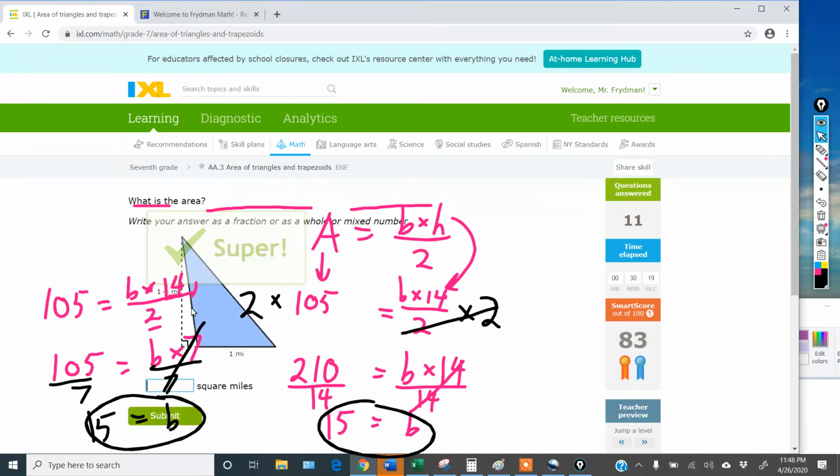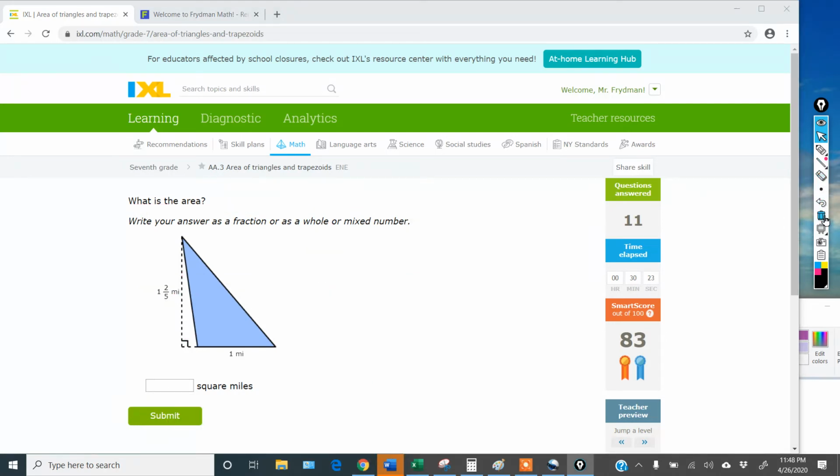Let's submit that. All right, so we have fractions here. So let's do a fraction one. So this is a triangle, obviously. So the area of a triangle is going to be the base times the height divided by 2.